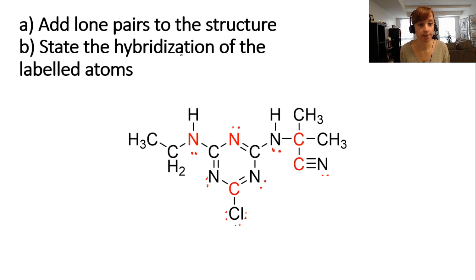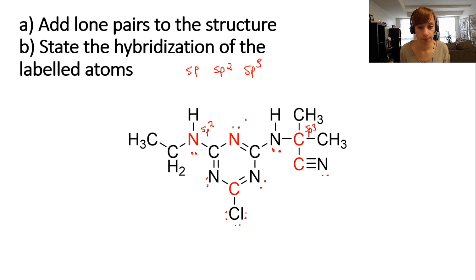So then we have to state the hybridization of the labeled atoms. The labeled atoms in this case are all the atoms in red. For state of hybridization, it will be either sp, sp2, or sp3. So in this case, you're only looking at the number of bonds to consider. For example, this nitrogen atom has 3 bonds, so that makes it sp2. So you subtract 1, if that makes sense. Then this carbon here has 4 bonds, so it is sp3.